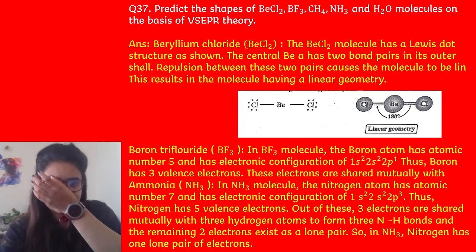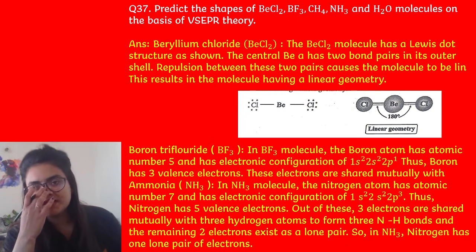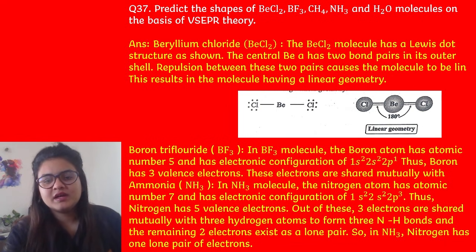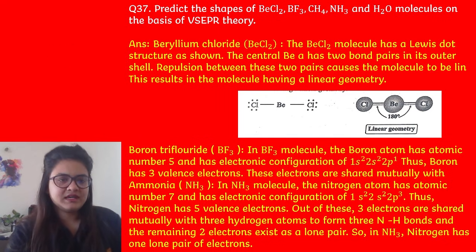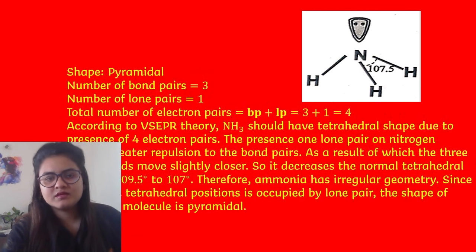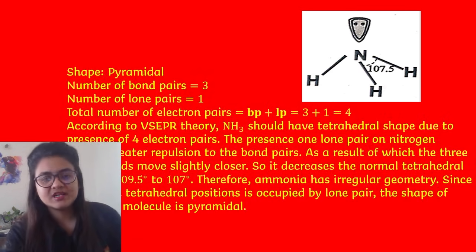Okay, so here comes: predict the shapes of BeCl2, BF3, CH4, NH3 and H2O molecules on the basis of VSEPR theory. So beryllium chloride, you can see it's a linear molecule. This is the structure already given there. BF3 molecule is trigonal planar. This is my BF3 molecule, that is trigonal planar. Now if you look at ammonia, ammonia is basically a trigonal pyramidal structure with 3 bond pairs and 1 lone pair.